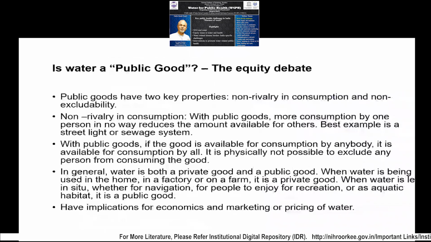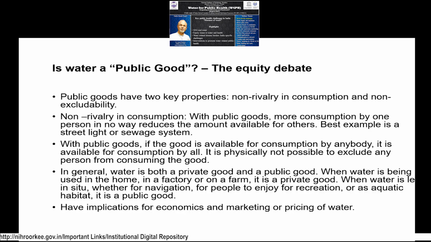So the question is, is water a public good? In general, in public health parlance, if something is a public good, the government should invest in it, and a private good should be allowed to be dealt with by market forces. Public good has two key properties. One is non-rivalry in consumption, and second is non-excludability, what we also call externality.